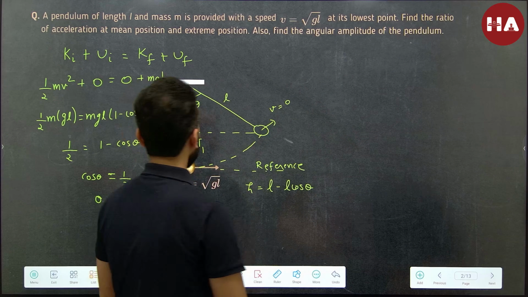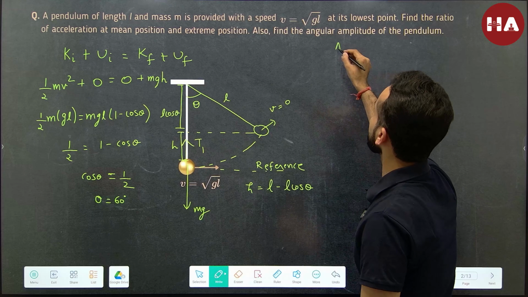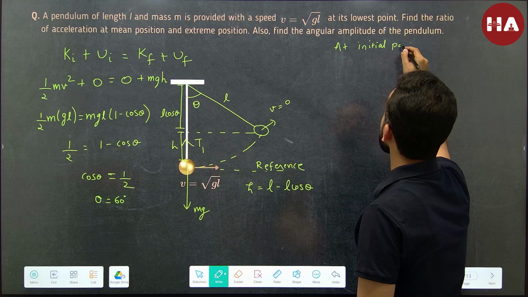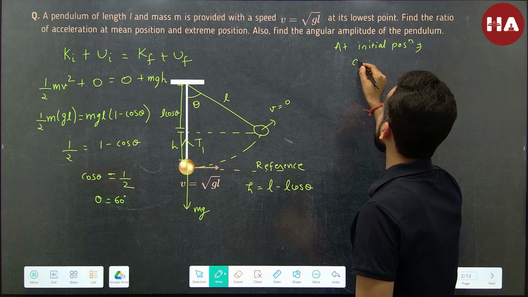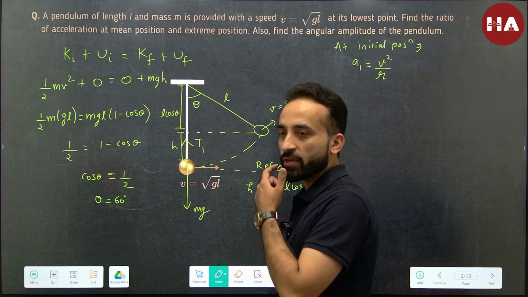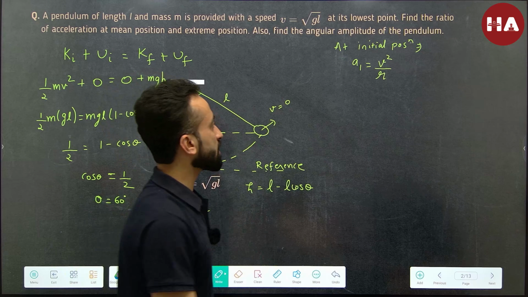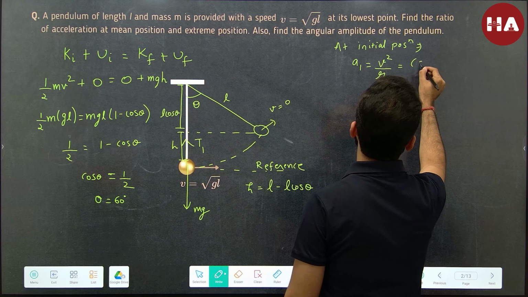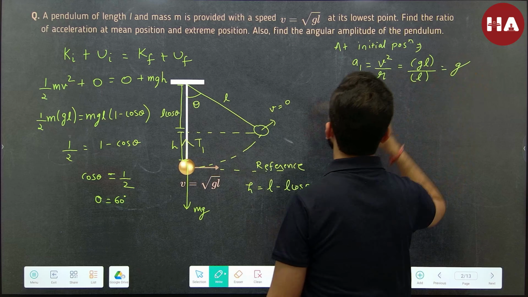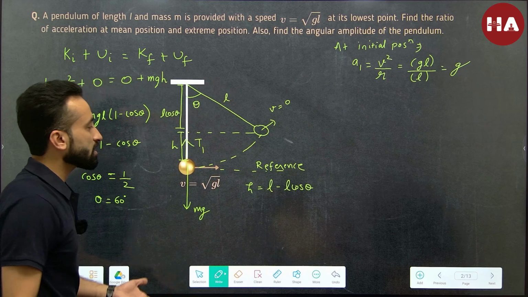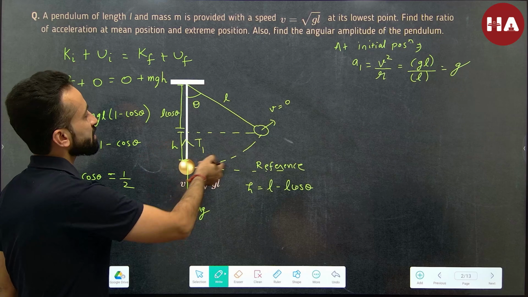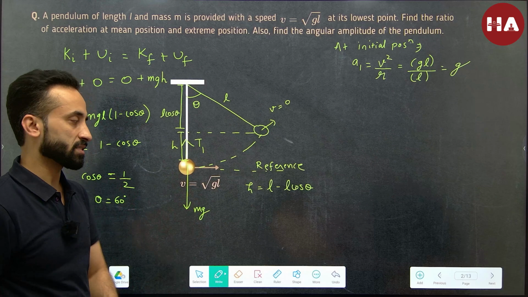So at initial position, what can we write? Acceleration is the centripetal acceleration, so that's going to be v square over r, isn't it? Now v square is gL and r is also L, so this value turns out to be g. So what is the acceleration at this point? The answer is g, and this acceleration is basically the centripetal acceleration.